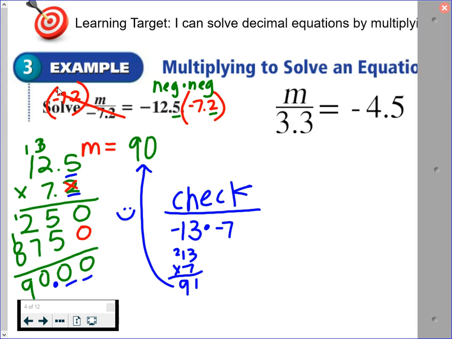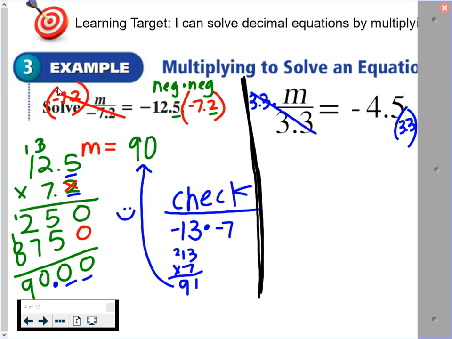Same strategy in box number 2. M divided by 3.3. My job, multiply by 3.3. Try not to use the x for multiply. That gets too messy, too confusing.